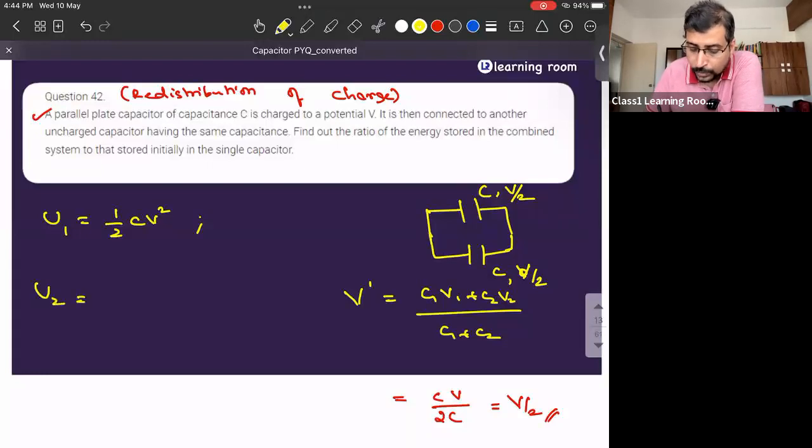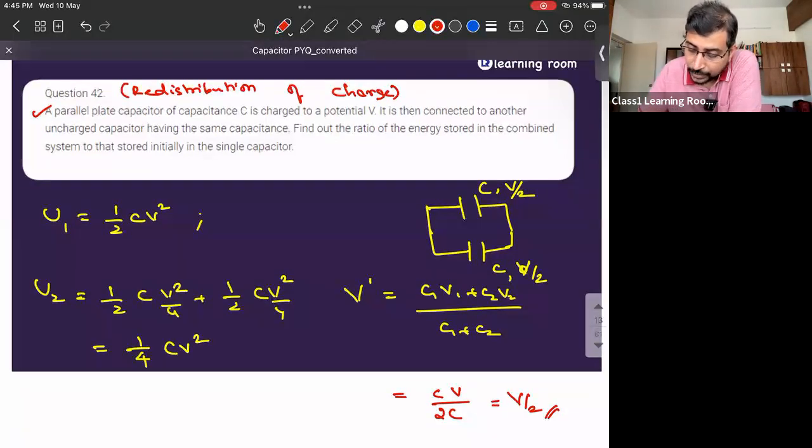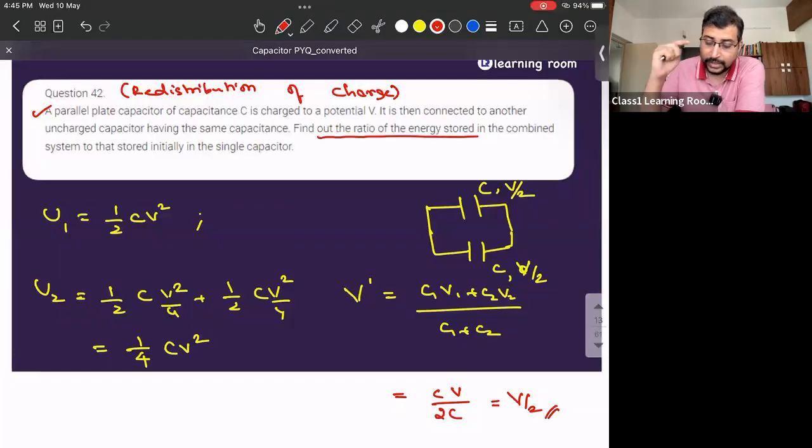So what is U2? U2 is the sum of the energy stored in C1 and C2, which is going to be half C into V square by 4 plus half C into V square by 4. So what will be the answer? It will be 1/4 of CV square. Makes sense? Now what are they asking? Read the question carefully. Find out the ratio of the energy stored in the combined system to the initial energy in the capacitor. So it is U2 divided by U1.